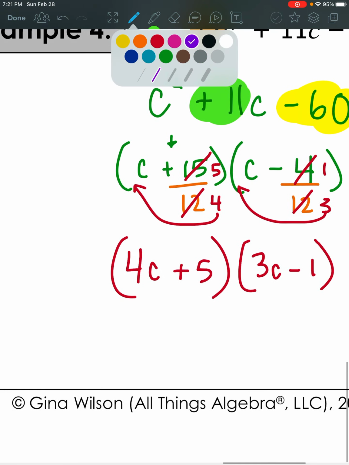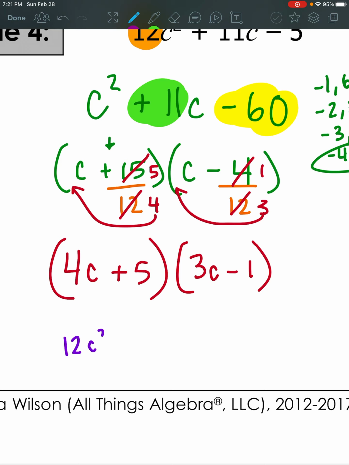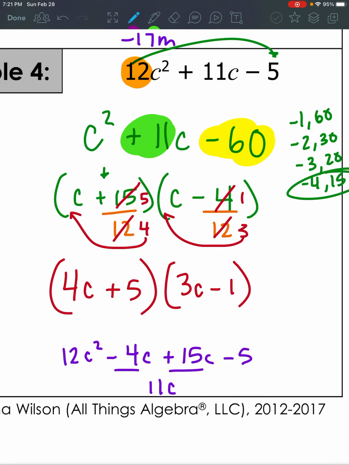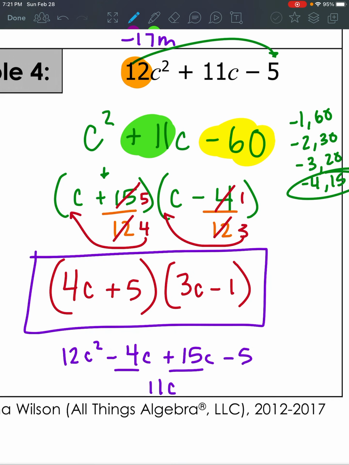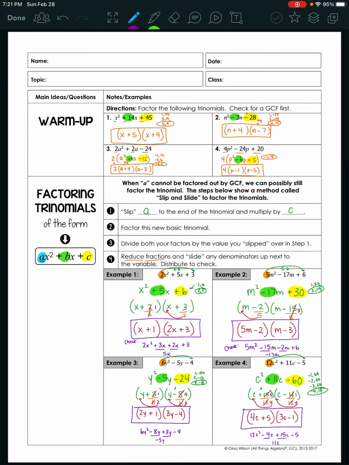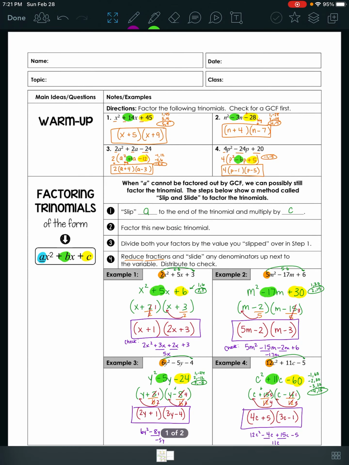And I never really know if I'm correct until I check in the end. 12c squared minus 4c plus 15c minus 5. Combine these to 11c. So 12c squared plus 11c minus 5, it goes back to the original. We're good to go. So that method is what we call the slip and slide method.